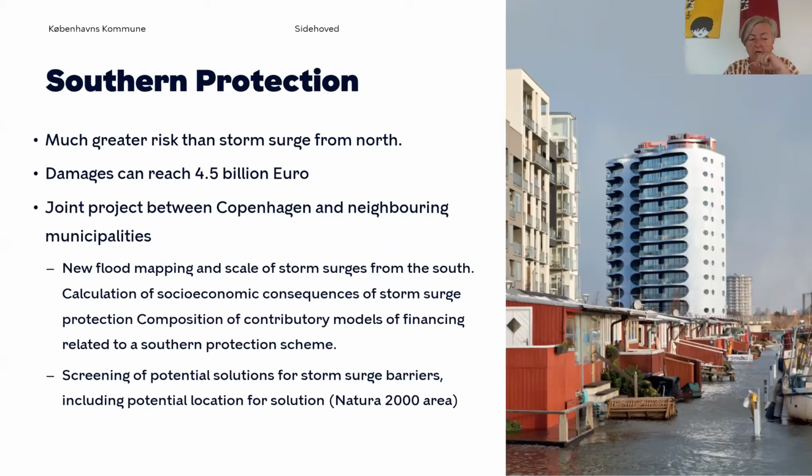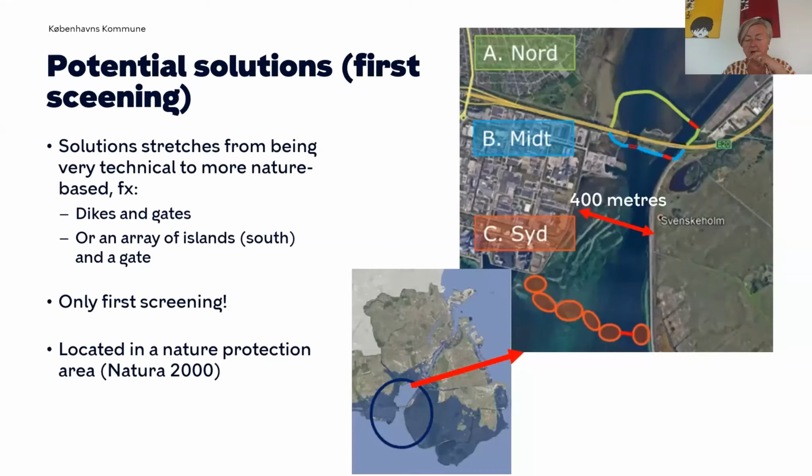So we have been looking at flood mapping and looking at the scale. How much can we expect? We have been looking to calculate socioeconomic consequences, and also looking for potential solutions. And starting with the solutions, we can decide on having a very technical solution, or we can decide on having more nature-based solutions. We can have dikes with floodgates, or we can have smaller islands and a gate in the south.